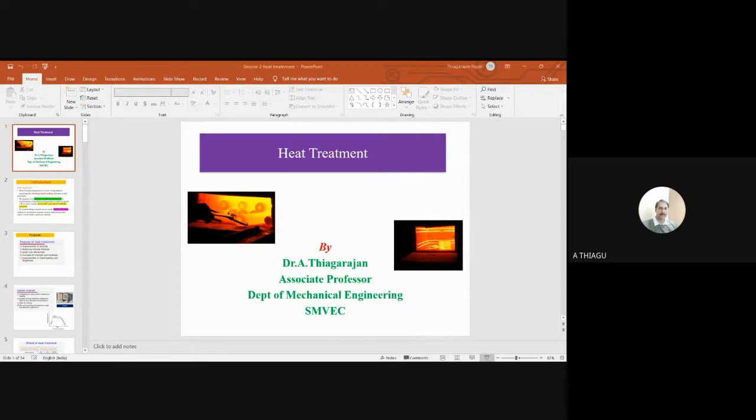The other important process is cyaniding. Cyaniding is nothing but a liquid carburizing process. You can see the images, where the steel sample after heat treatment will be dipped into the chemical solution. It's nothing but a cyanide bath. It contains nitrogen as well as carbon.